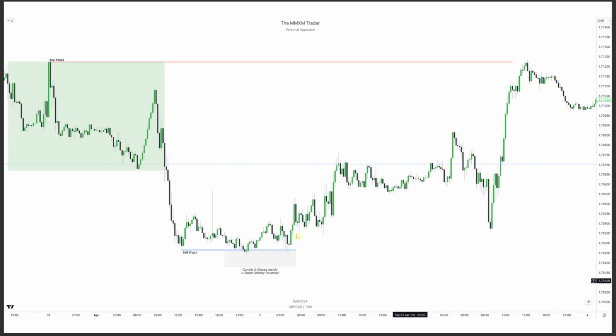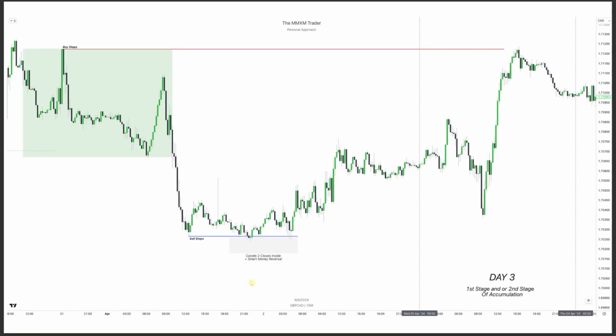Now we can dive into the 15-minute chart, and this is what we mean by market maker models are swing points. We see a clear sell side of the curve over here and an original consolidation of a market maker model. So this is sell side of the curve. And remember, this is day number 2, the second candle in the swing low, which takes out sell side liquidity, which is the start of buy side of the curve, where the smart money reversal happens. After that smart money reversal happens, we want to focus on day number 3, which is either first stage and/or second stage of accumulation for buy side of the curve.